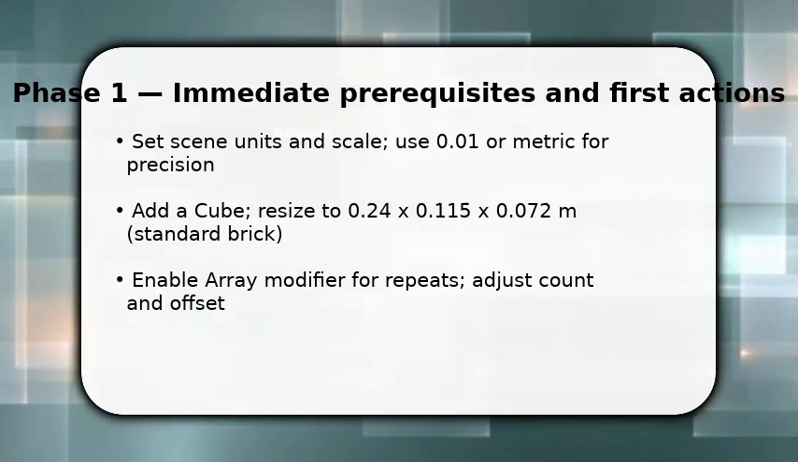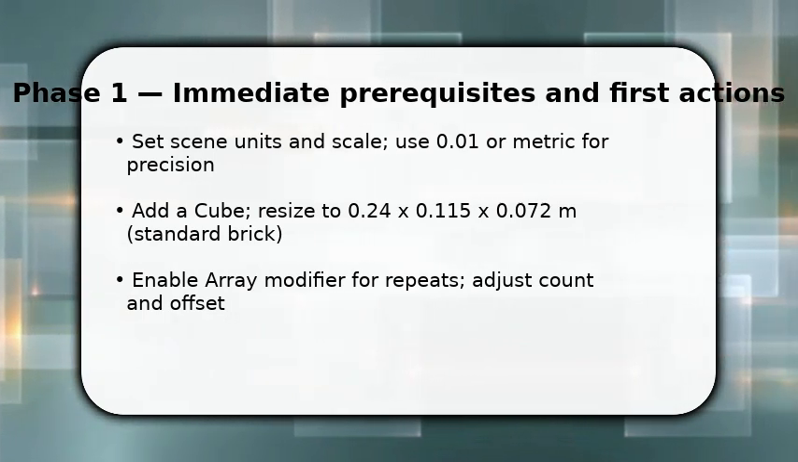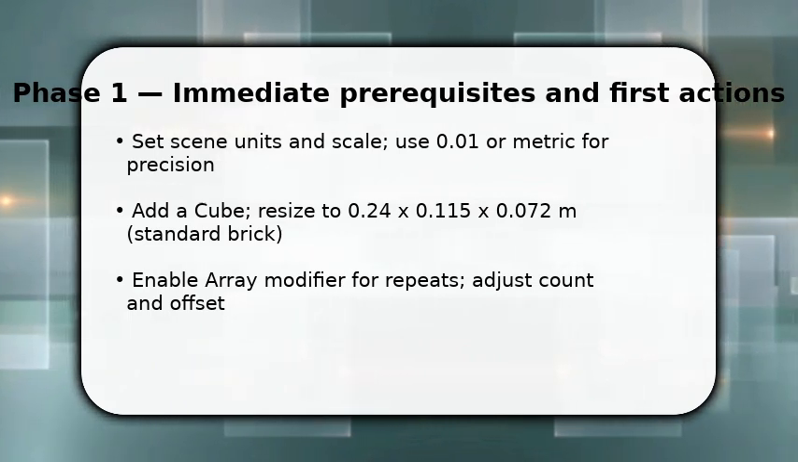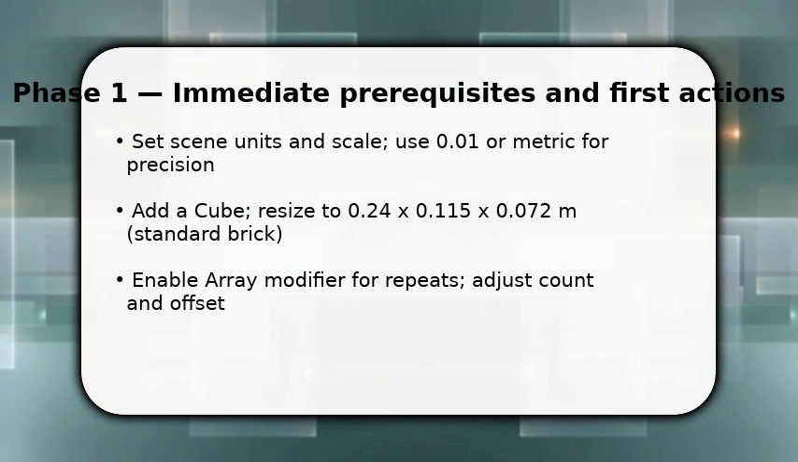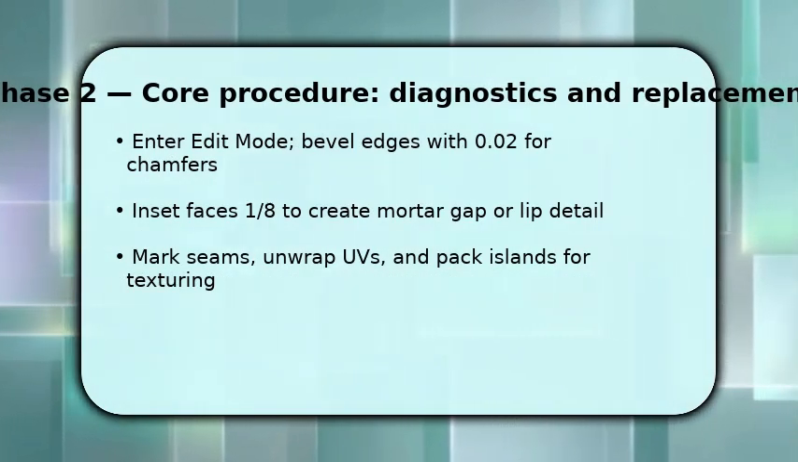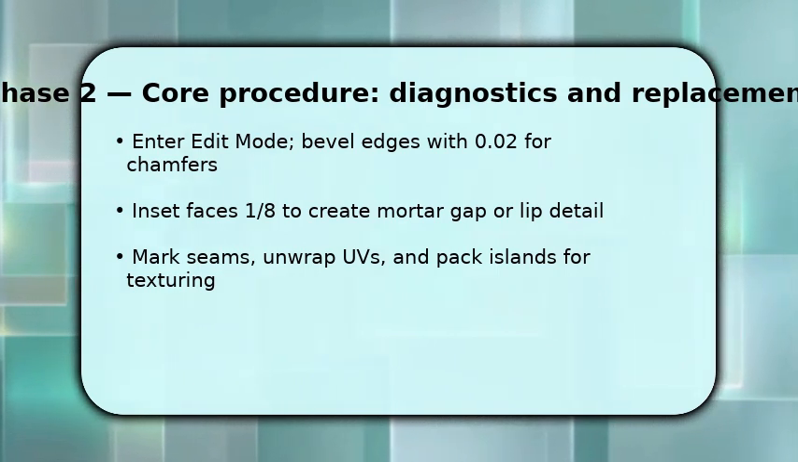Make sure to use relative offset for consistent spacing and apply transforms, Ctrl-A, before further edits to avoid scale-related shading issues. Now refine geometry and prepare for texturing. You go into edit mode, add a small bevel at 0.02 to break perfectly sharp edges. This improves lighting and realism.